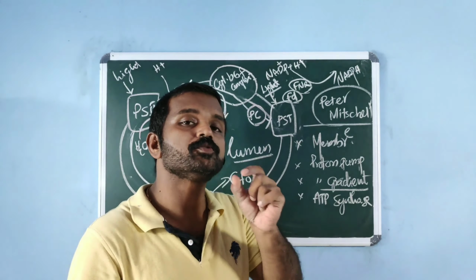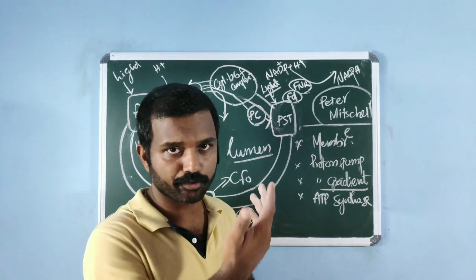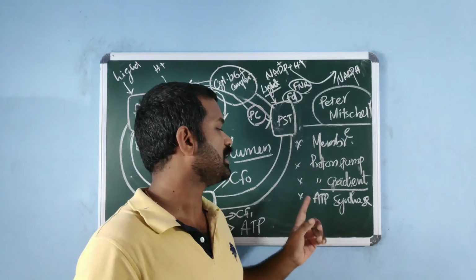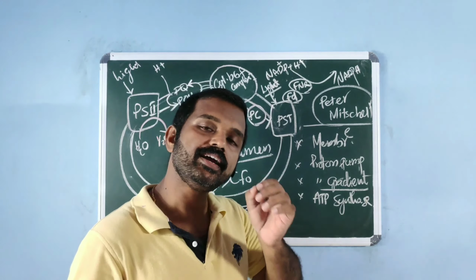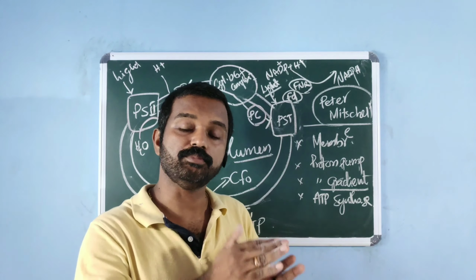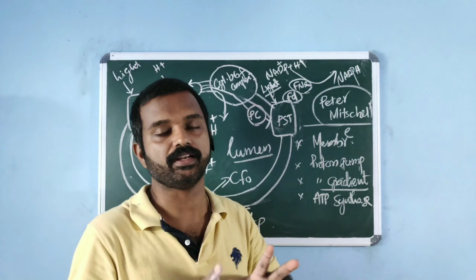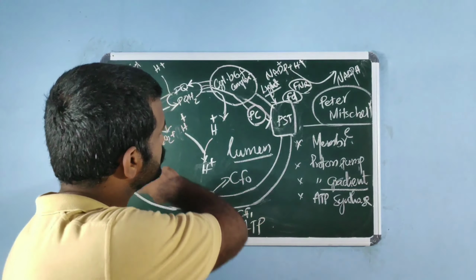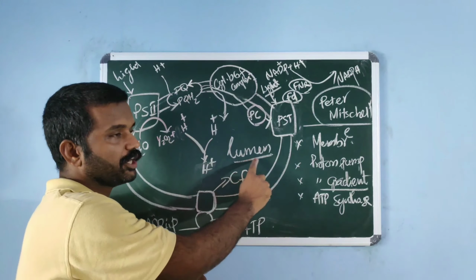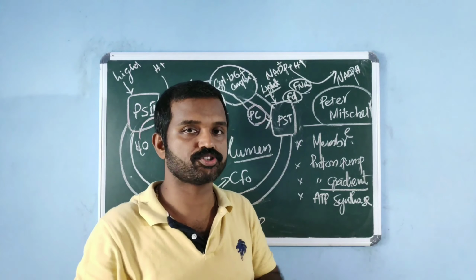The requirements for chemiosmotic synthesis of ATP are a membrane, here the thylakoid membrane, a proton pump, a proton gradient, and the ATP synthase enzyme. The proton gradient develops across the thylakoid membrane between the stroma and the thylakoid lumen. If we assume this one as the thylakoid, inside is the thylakoid lumen, outside is the stroma, that is, the matrix of the chloroplast.